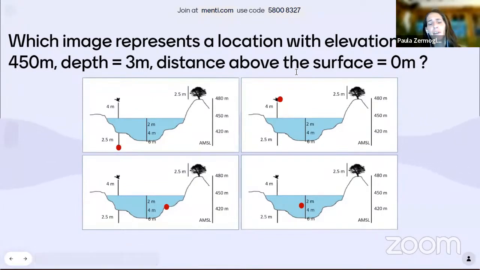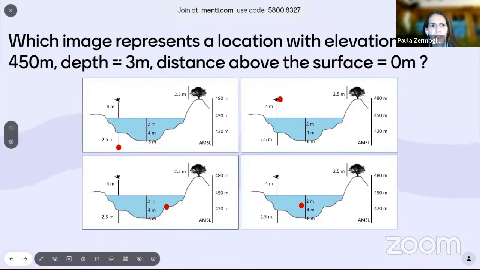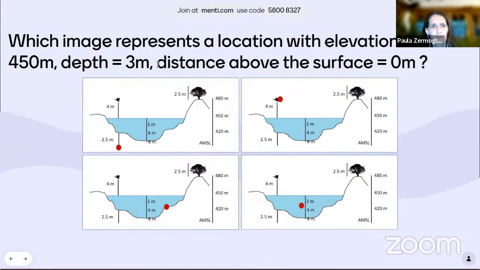So here we have a location description that has an elevation, a depth, and a distance above the surface, and we need to choose which of the pictures. You have to pick which picture represents that description.